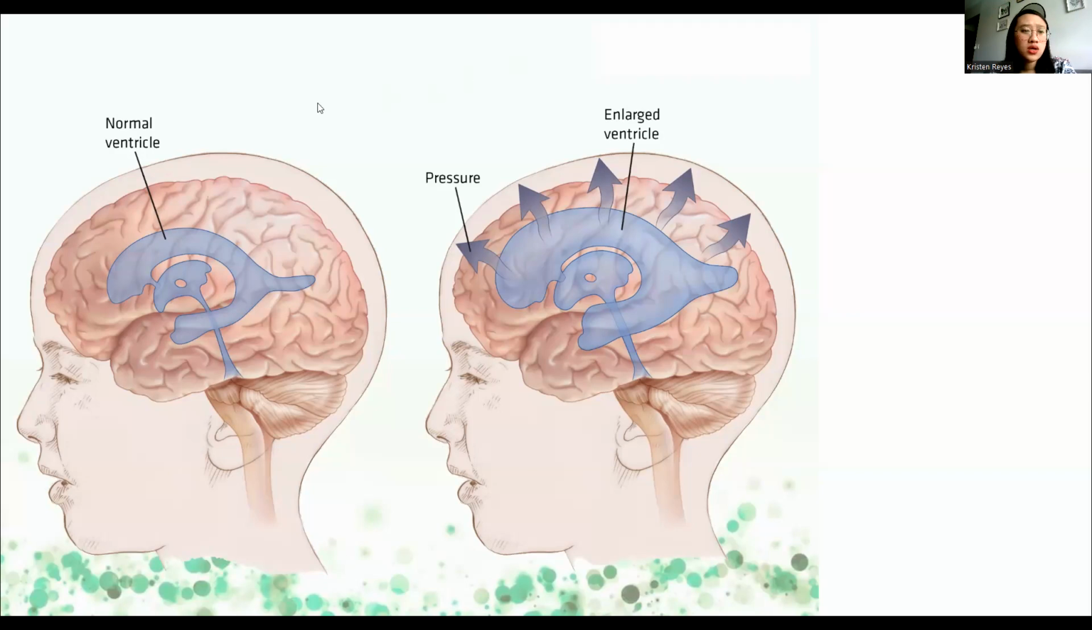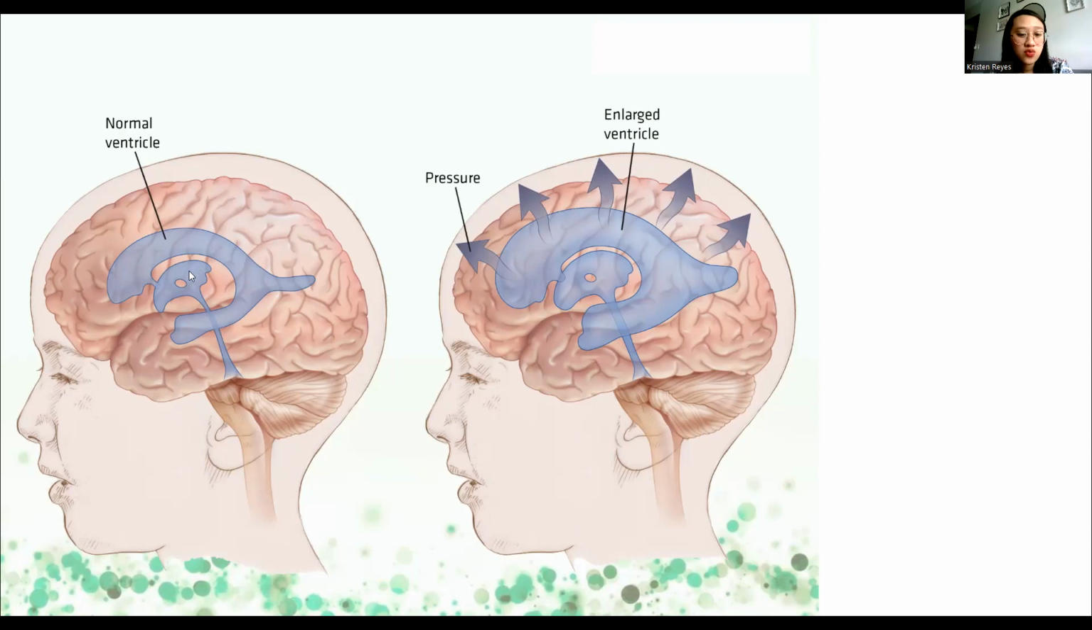Shown here is how we produce CSF, or cerebrospinal fluid. The CSF is produced and secreted by the choroid plexus in your ventricle. This is the lateral ventricle, located in the brain. The CSF flows through the interventricular foramina into the third ventricle, and then the choroid plexus of the third ventricle adds more cerebrospinal fluid.